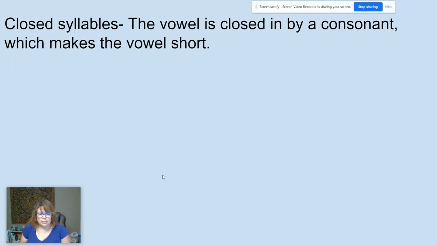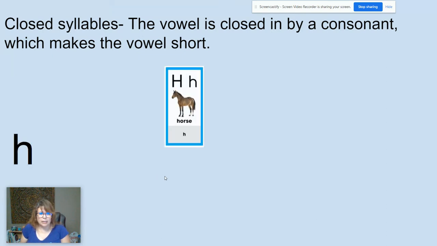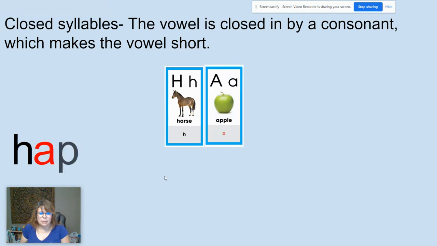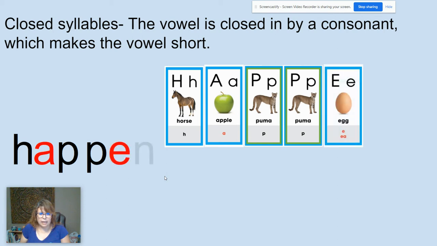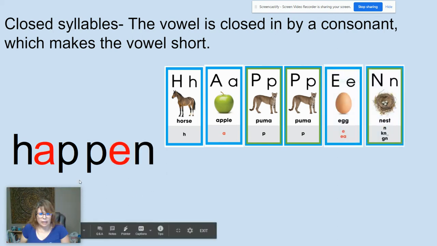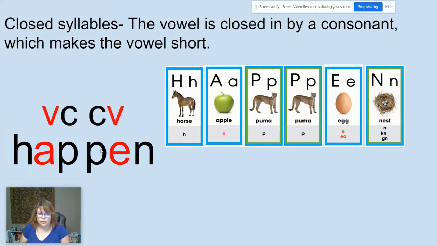The next word is happen. H, like in horse. A, like in apple. P, like in puma. P, like in puma. E, like in egg. N, like in nest. Again, we have two alike consonants. So we have a vowel here and a vowel here. So we have a vowel, consonant, consonant, vowel. We know we separate between the two P's. And now our first syllable ends with a consonant. So I know that this is a short vowel, ap, hap. Our second syllable ends with a consonant. So I know this is an e, n, pen. So we read it, happen.